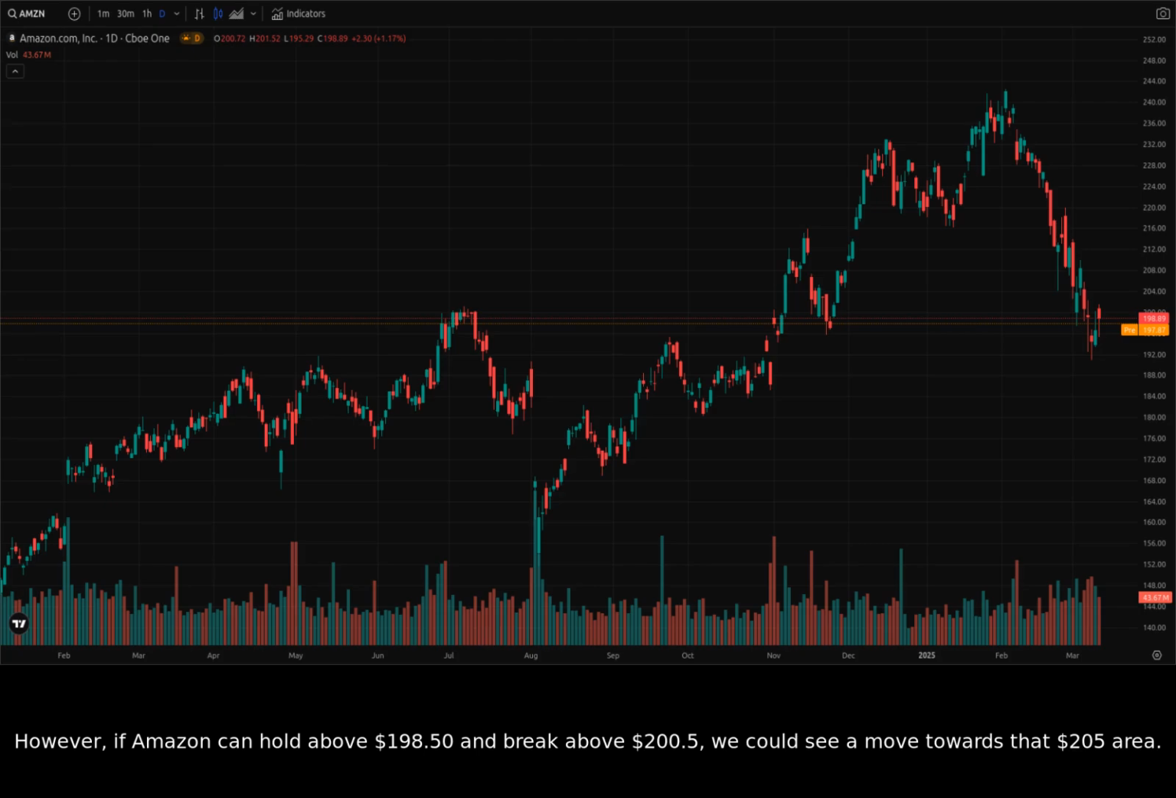However, if Amazon can hold above $198.50 and break above $200.50, we could see a move towards that $205 area.